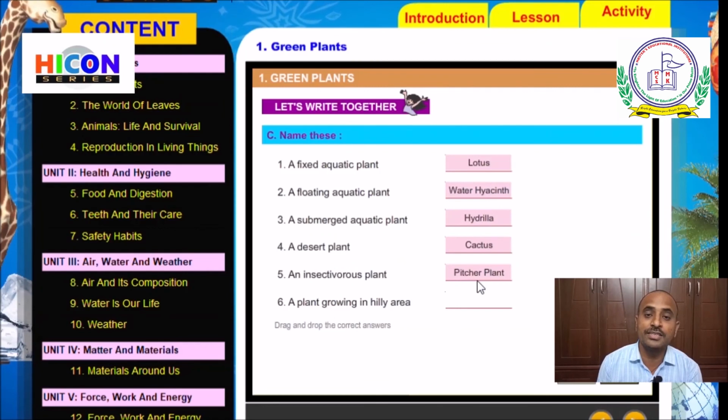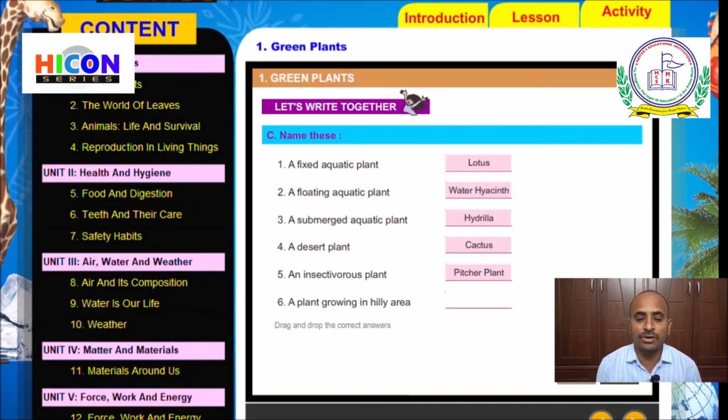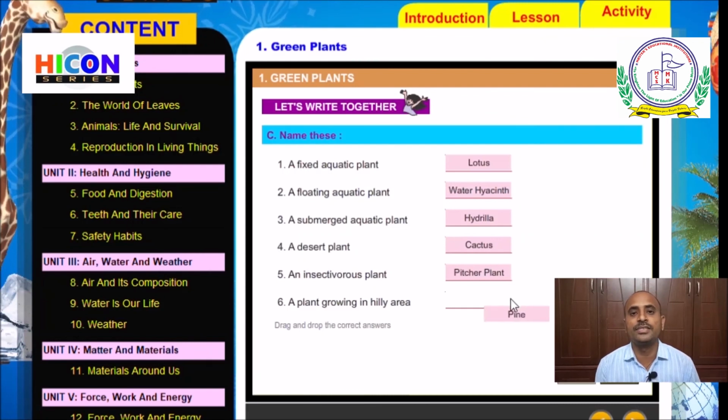So children, read the sixth sentence. A plant growing in hilly areas. The plants which grow in hilly areas are generally conical in shape. That's why these plants are also called coniferous trees. Examples are pine tree, spruce tree, fir tree, and cedar tree. These are examples of plants which grow in hill areas, and here the pine tree is given. So write the word pine for the sixth sentence. The answer for the sixth sentence is pine tree.